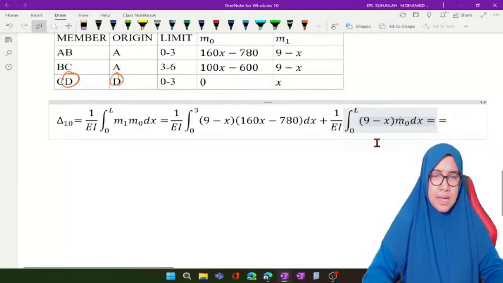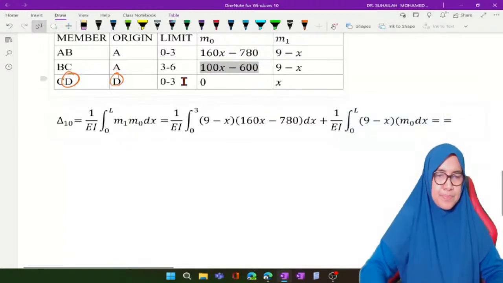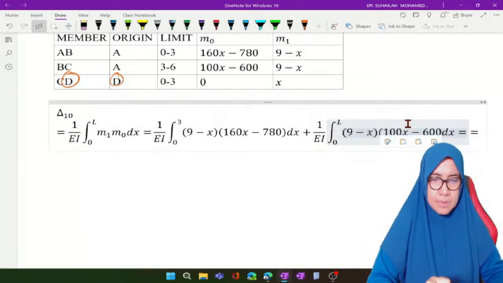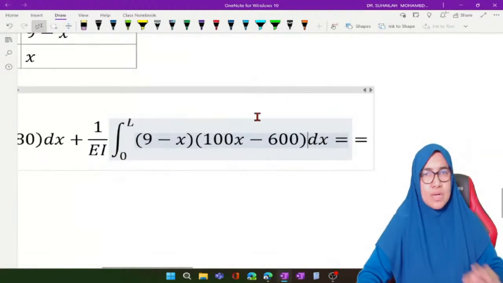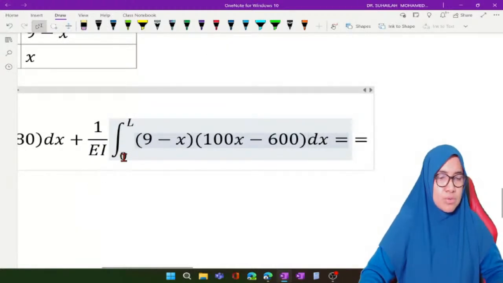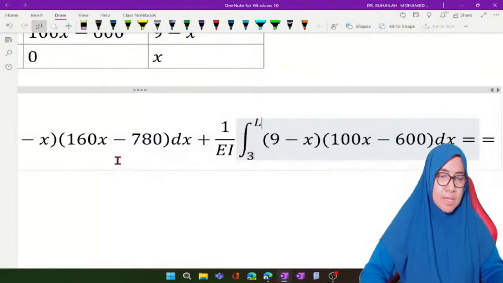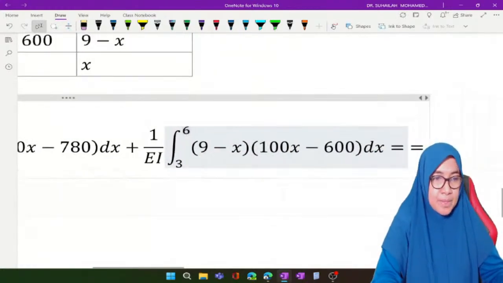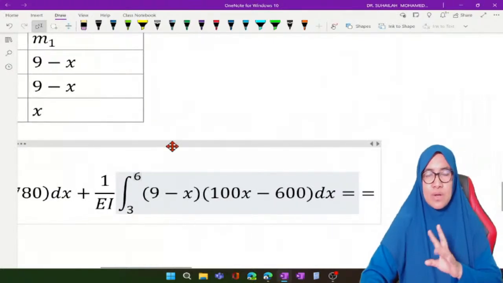Okay, times with 100x minus 600. The dx limit for the second cutting section is from 3 to 6, because the origin is still A. Okay, so this is for the second cutting section.